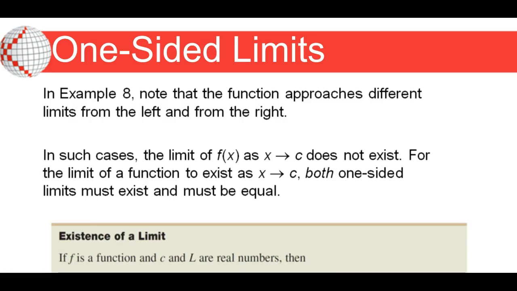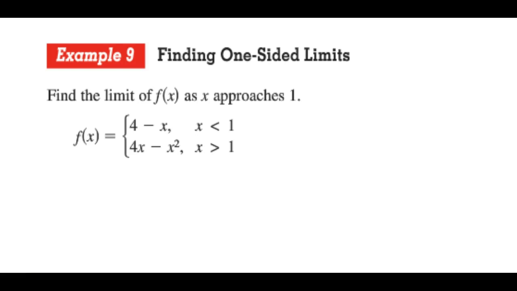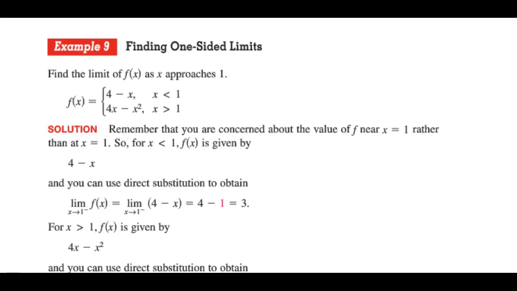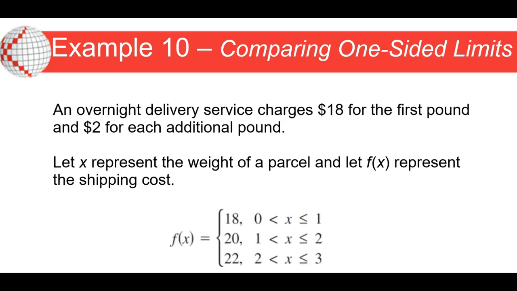So there's, again, worked out solutions. This says all the values of x that are less than 1, so that's from the left. This is from the right. So we're just going to do direct substitution. The limit as x approaches 1 from the left of this would be 3, and the limit as x approaches 1 from the right of the other function, the 4x minus x squared, is also 3. So again, the limit exists. You can pause the video if you'd like.